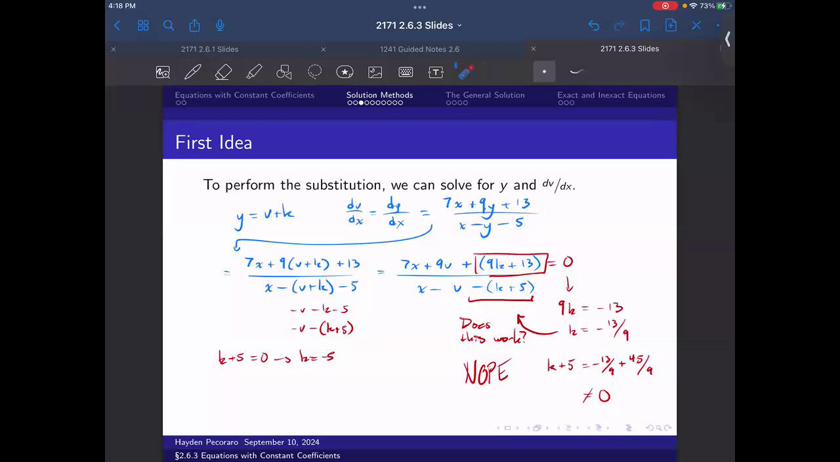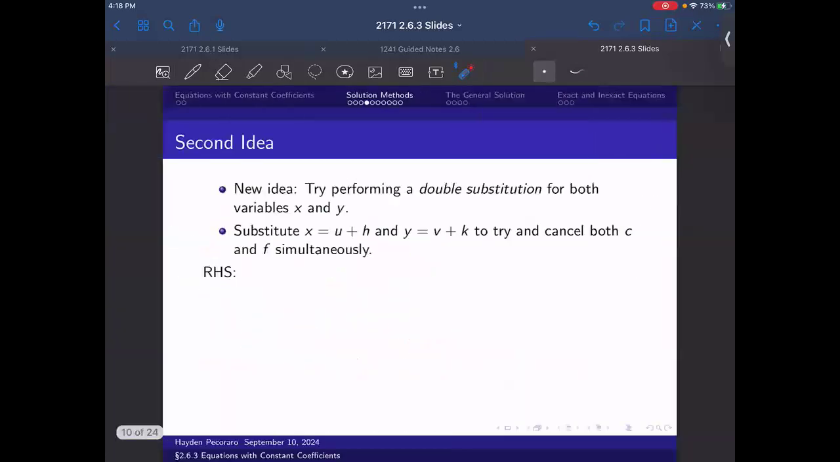It's still a good idea, though. It looks like it should work, just have to modify things a little bit. So we have a second idea. We were able to get one constant to disappear because we had one parameter and we could choose it so that C or F disappeared. If we have two parameters that are independent of each other, maybe we can choose one to cancel the C and then choose the k to cancel the F. So let's try something like that, where we make a substitution for both variables.